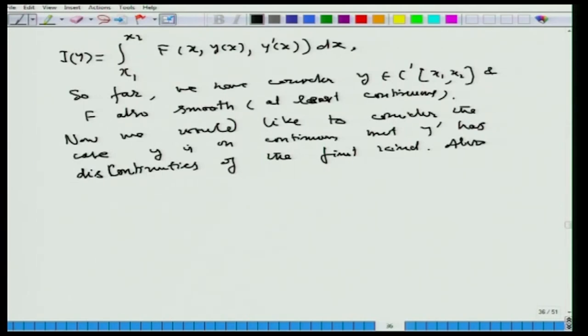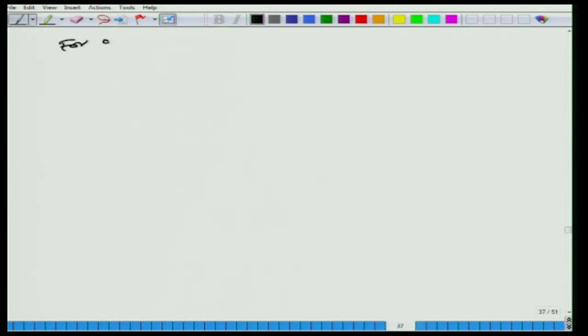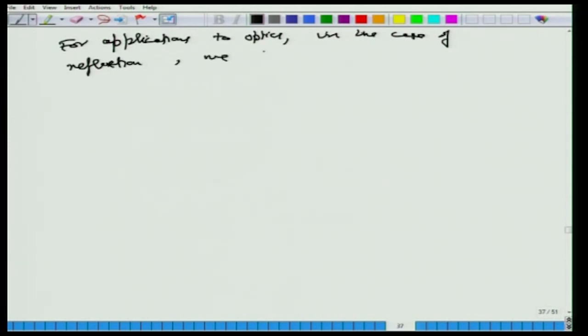Also, we would consider the case when f has discontinuities here. For applications, for example in optics, in the case of reflection, we have the following.